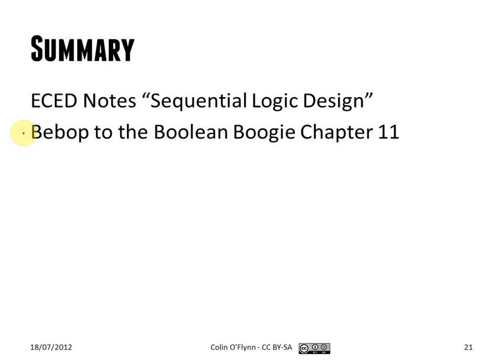If you want more information, the textbook, The Bebop to the Boolean Boogie, Chapter 11, goes through a lot of this in good detail with some good examples as well.